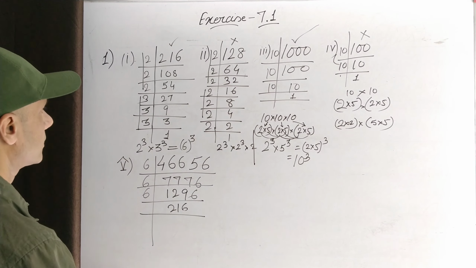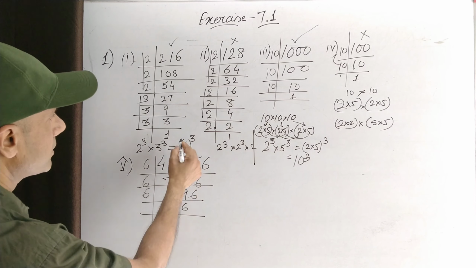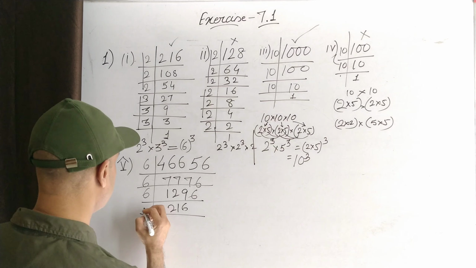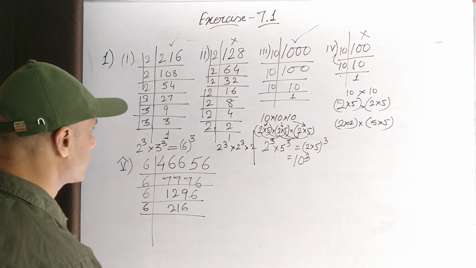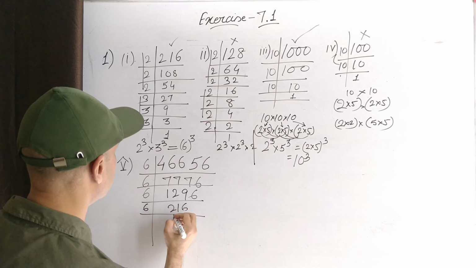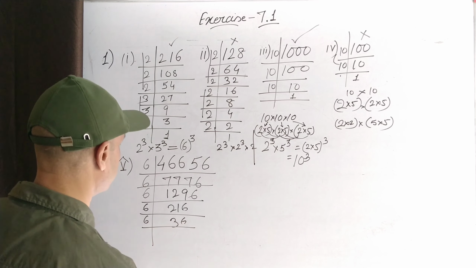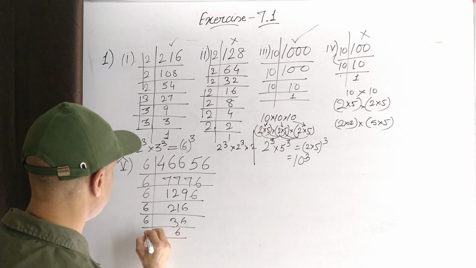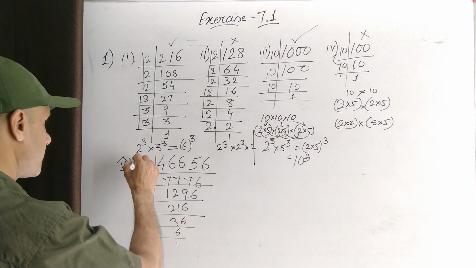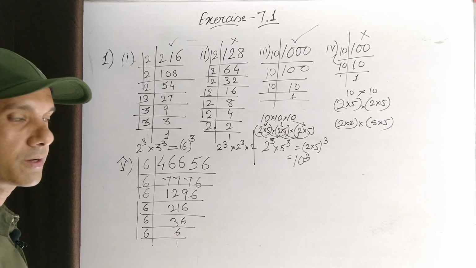So 216. We have recently solved this. 216 is already 6 cube. So can we move faster? Again divide by 6. We'll get here 36. We again divide by 6. We get here 6. Again divide by 6. We get 1. So these 3 6s and these 3 6s are in triplets.